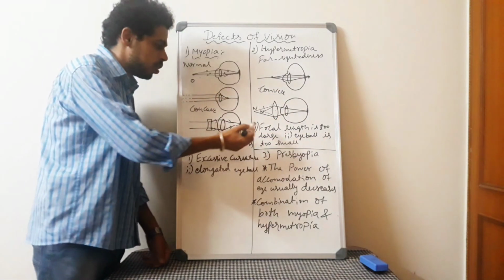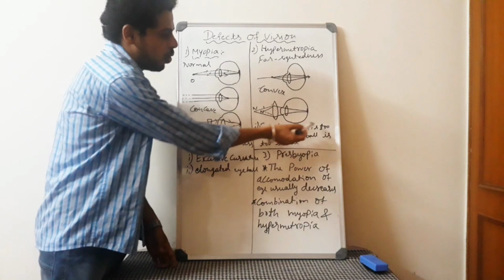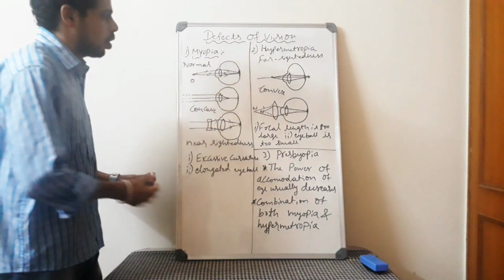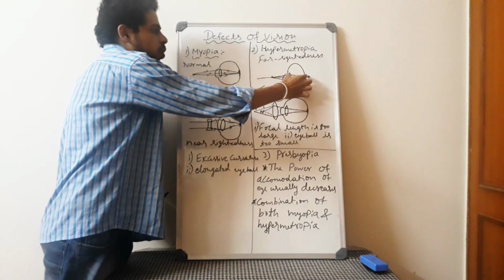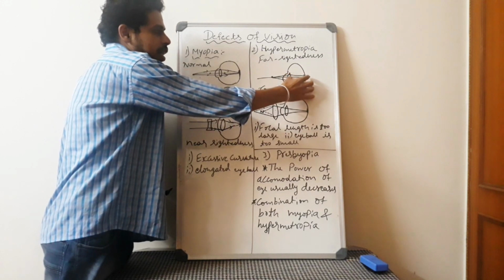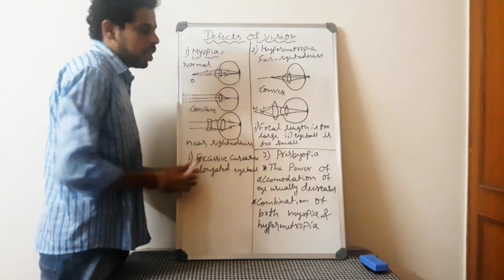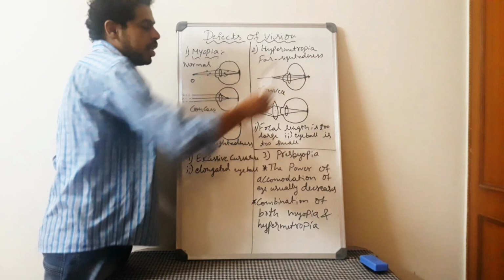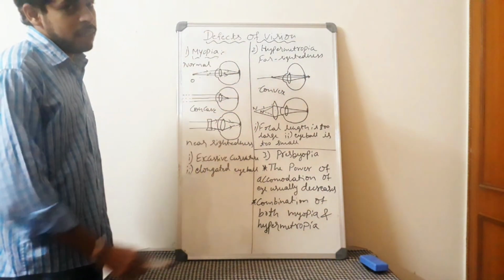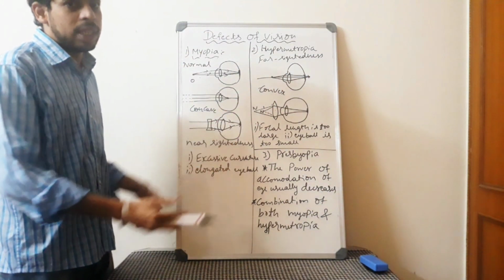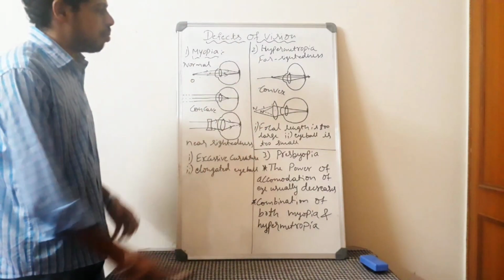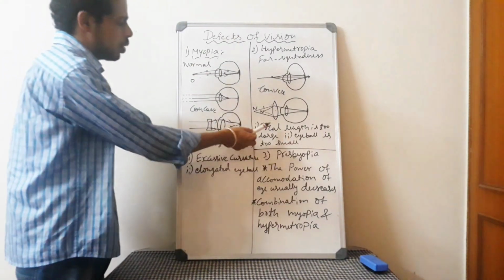Next, what is the cause of this? The focal length is too large. Focal length means the distance between the midpoint of this lens and this point. If it is too large, then obviously the rays will meet beyond the retina. If it is more than the size of the eye, then the image will form behind the retina. So that is one cause.